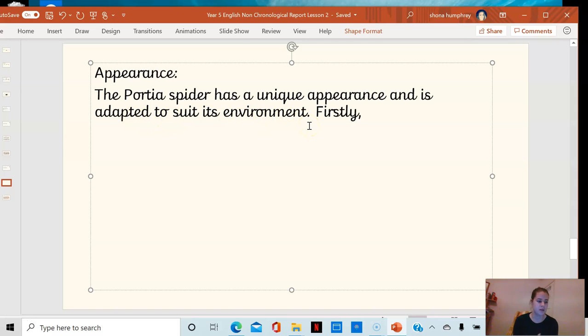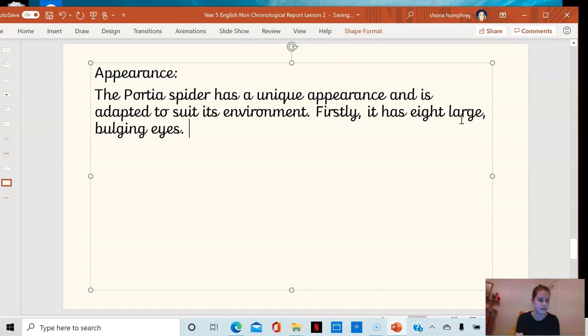So I'm going to kick this off, and I've got my fronted adverbial. So firstly, so I already know from my plan that I was going to talk and describe about the eyes, okay? So firstly, it has 8. Now, I need to think about this. I can include an expanded noun phrase in here. So let's go back and let's add an expanded noun phrase. So here, it has 8 large, do I need my comma in there because I'm adding myself an expanded noun phrase in there, bulging eyes.